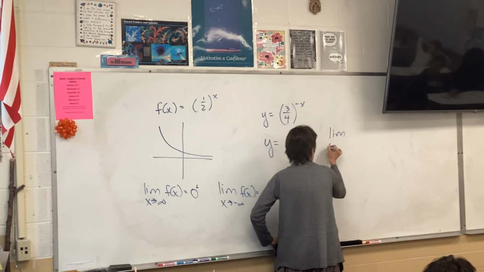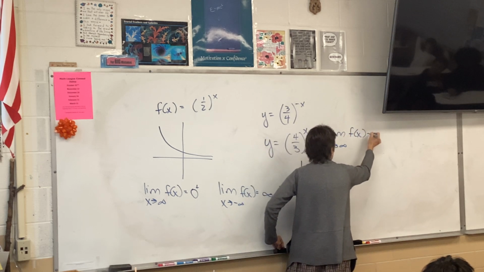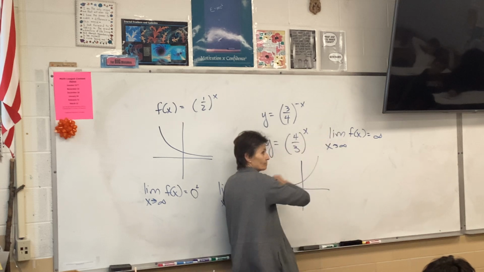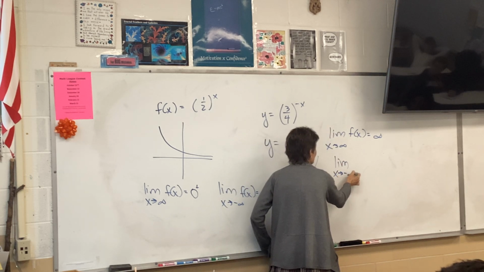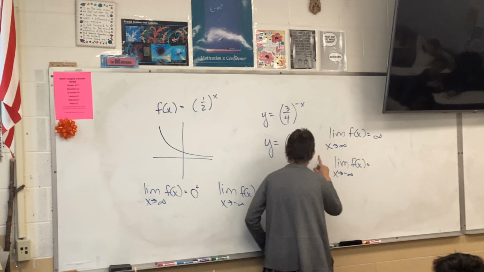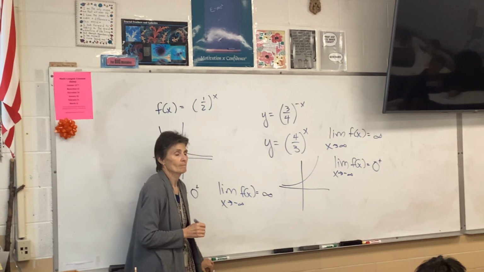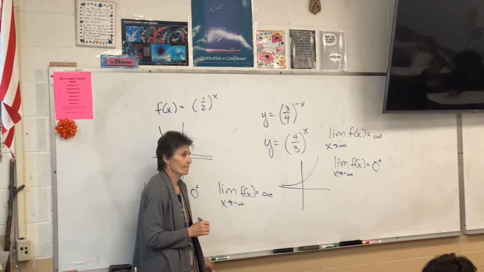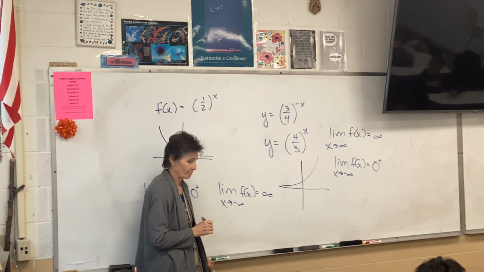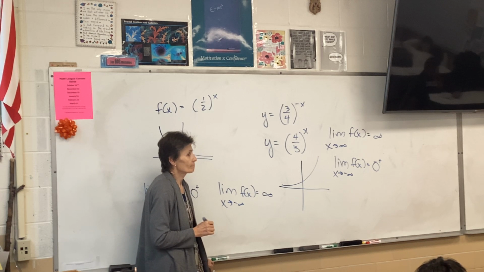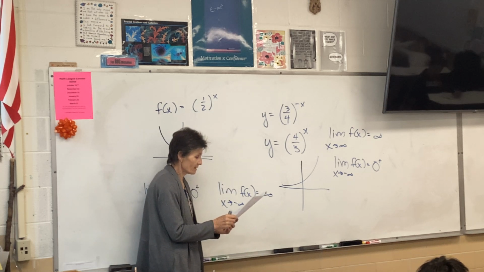So the limit as x approaches positive infinity is going to be infinity, and the limit as x approaches negative infinity is going to be 0. Okay, you're with me there?